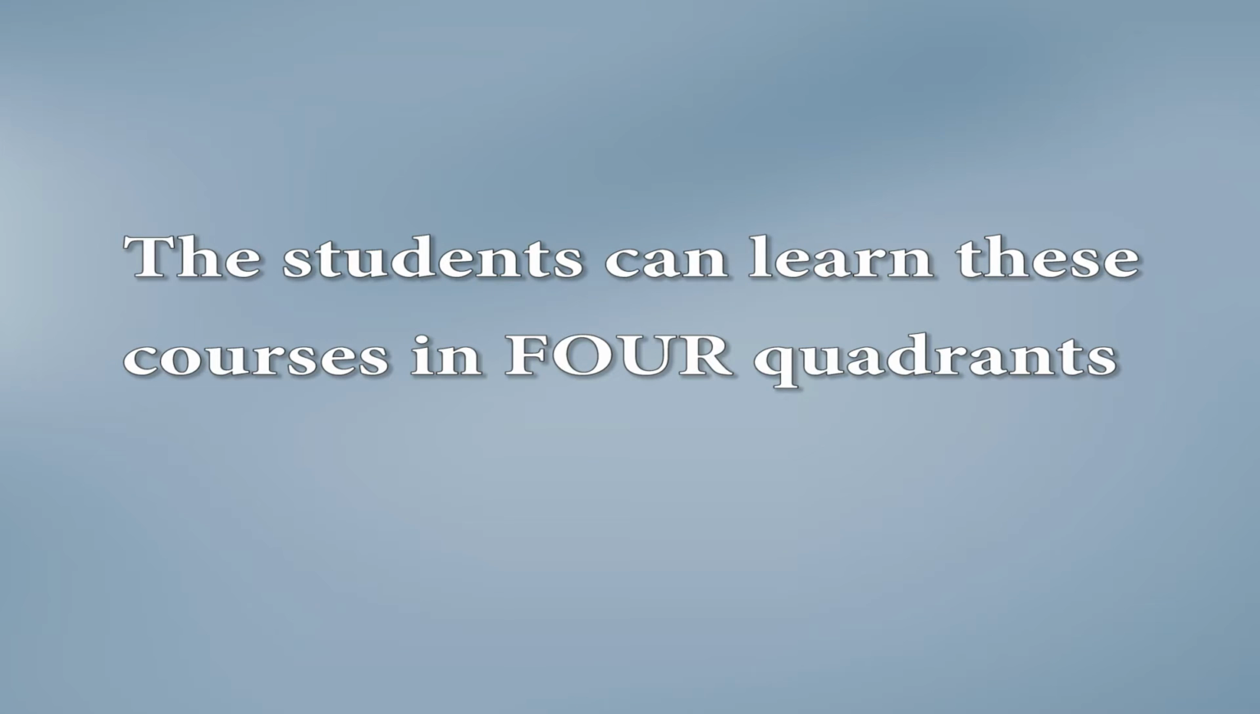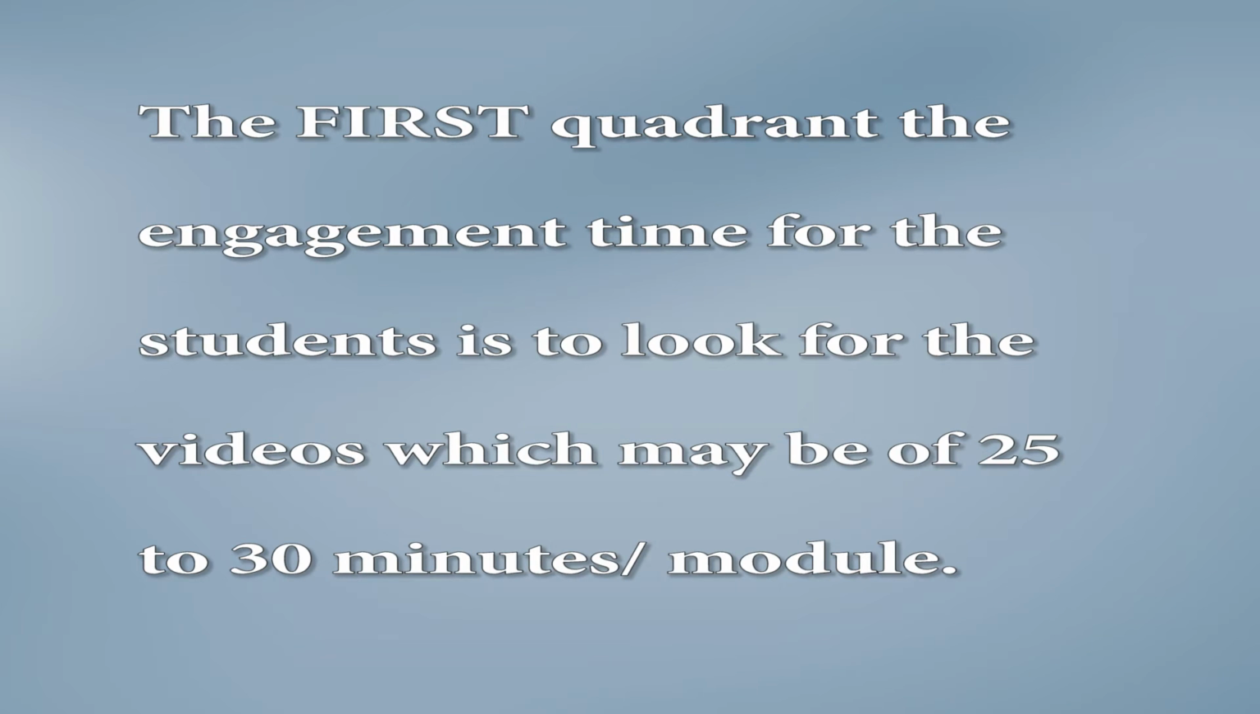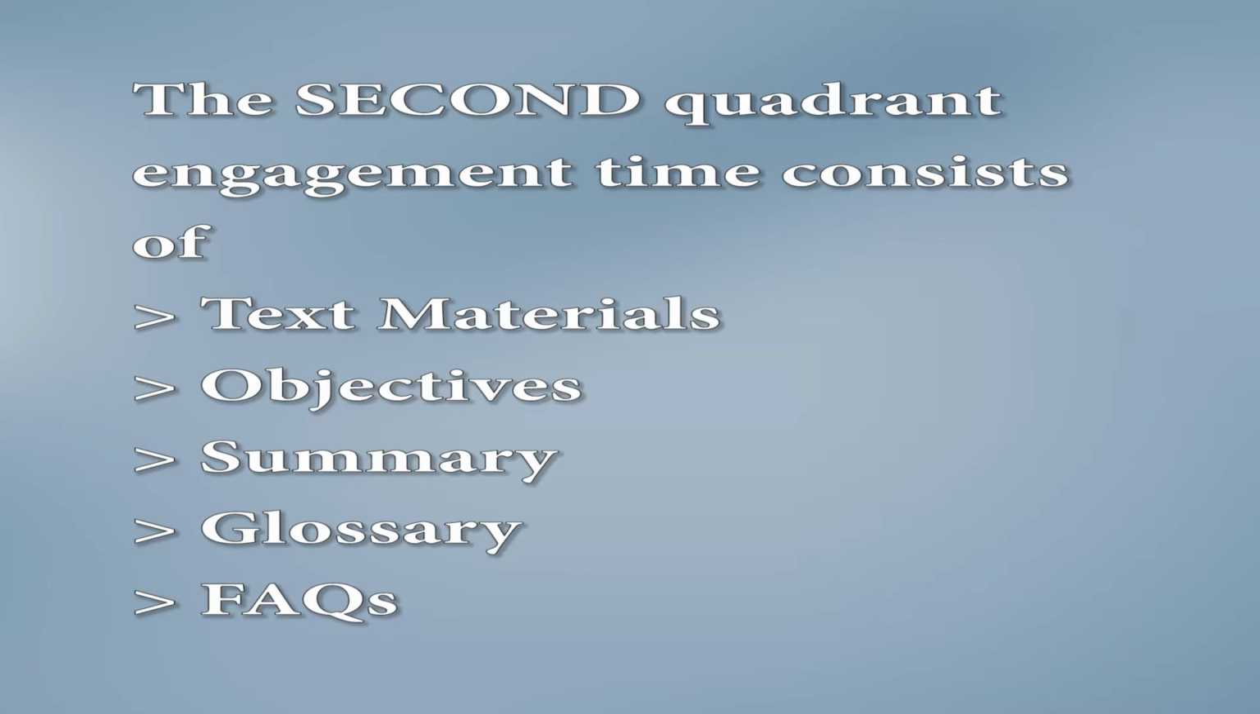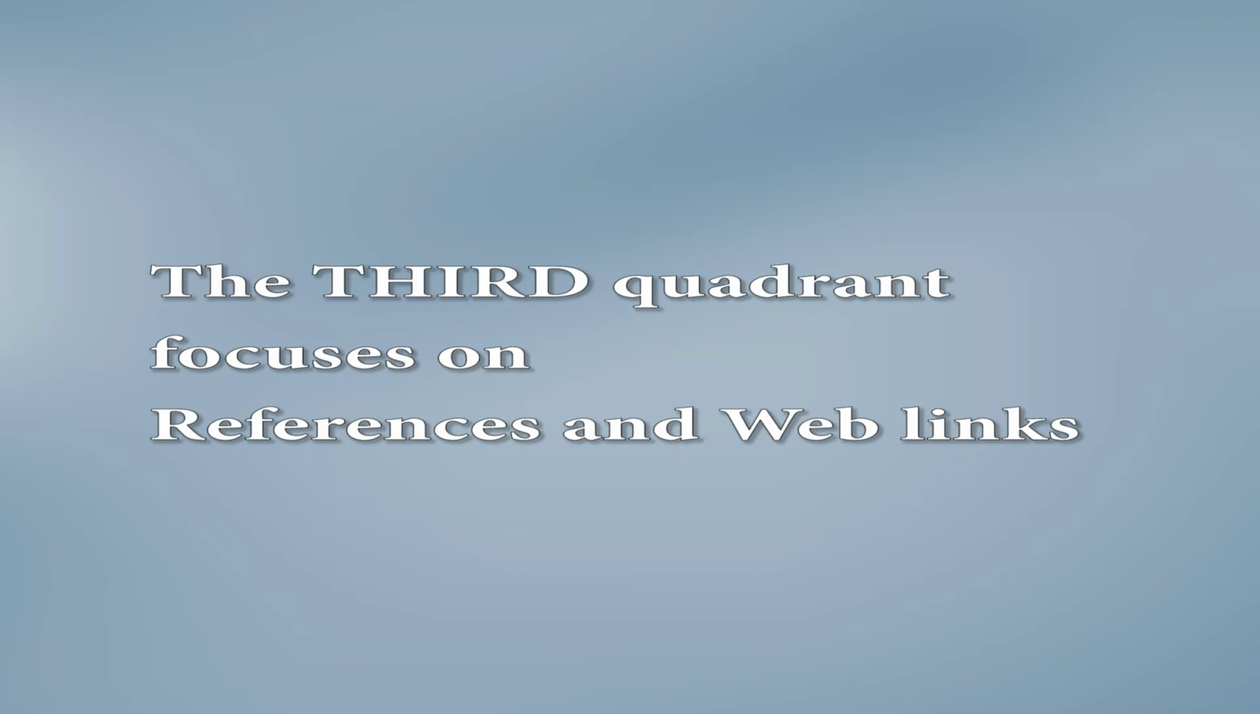The students can learn these courses in 4 quadrants. The first quadrant, the engagement time for students is to look for the videos, which may be of 25 to 30 minutes per module, and the second quadrant engagement time consists of text materials, objectives, summary, glossary and frequently asked questions. The time allocated for this quadrant could be 45 to 60 minutes per module. The third quadrant focuses on references and web links.